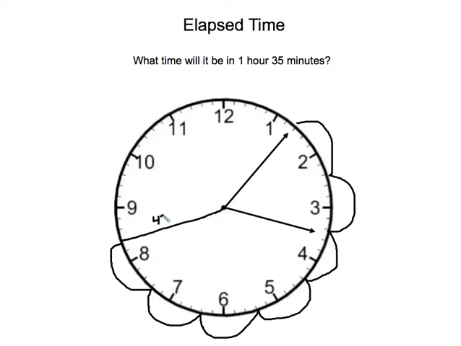Now I need to address the second part of the problem. I figured out what was 35 minutes later, but I want 1 hour and 35 minutes later. Now I do have to move that hour hand. I was between the 3 and 4 o'clock hour. That means if I go 1 hour later, I'm going to be between the 4 and 5 o'clock hour. So my new time is going to be 4:42.